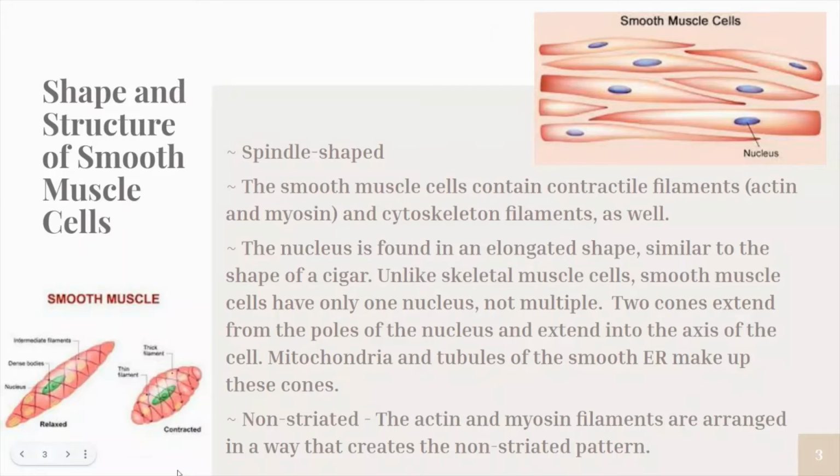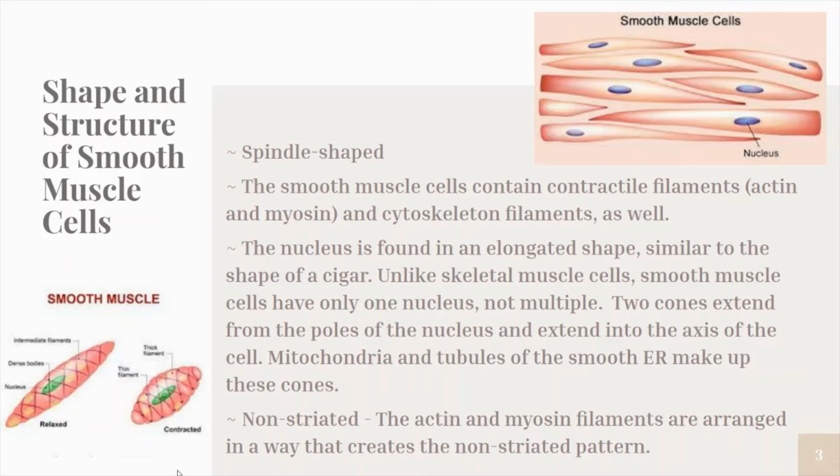Shape and structure of smooth muscle cells. The shape of smooth muscle is fusiform, which is round at the center and tapering at each end. Smooth muscle can tense and relax, but has greater elastic properties than striated muscle. The smooth muscle cells contain contractile filaments, actin and myosin, and cytoskeleton filaments as well.